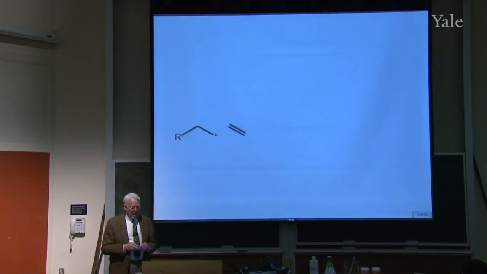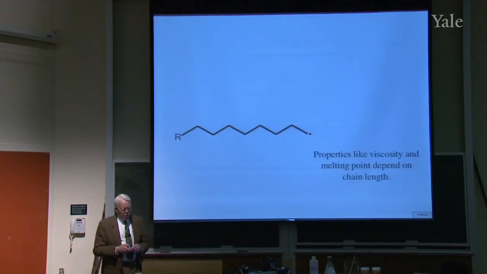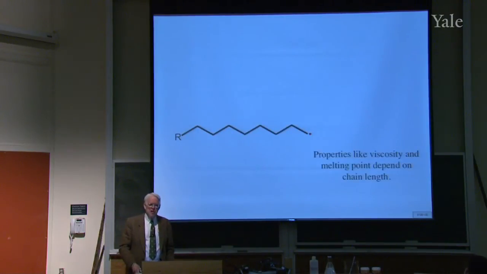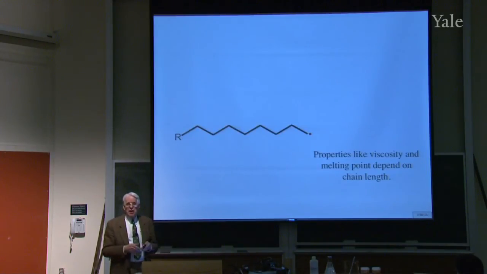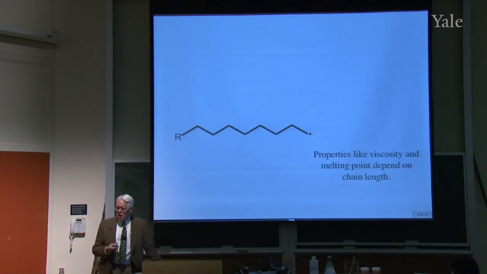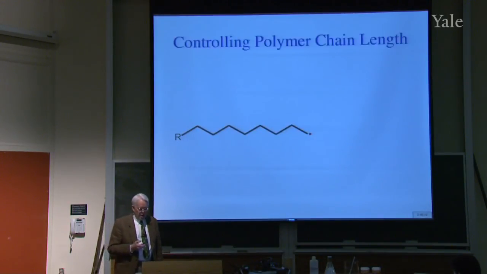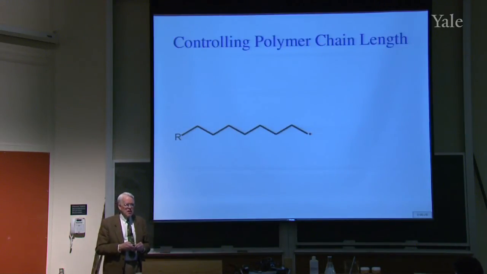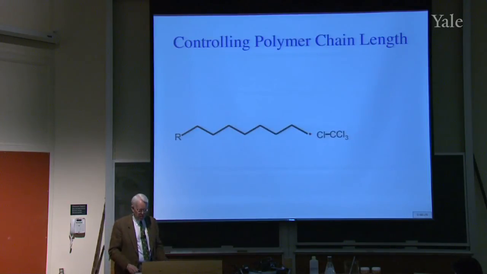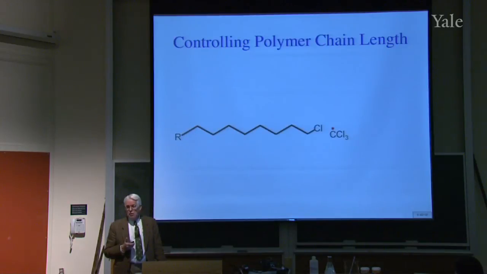Now, let's look at it again. We start polymerization going, fine, free radical polymerization. But we may not want it to keep going, because properties of the polymer, like its viscosity and its melting point, depend on how long the chain is. We may want to control how long the chain is. How can we control the length of the chain? One way to control the polymer chain length is to add a molecule like carbon tetrachloride. There are many such reagents, not just carbon tetrachloride. Now, the radical can attack the chlorine like this, and now you have a trichloromethyl radical and your chain is done.